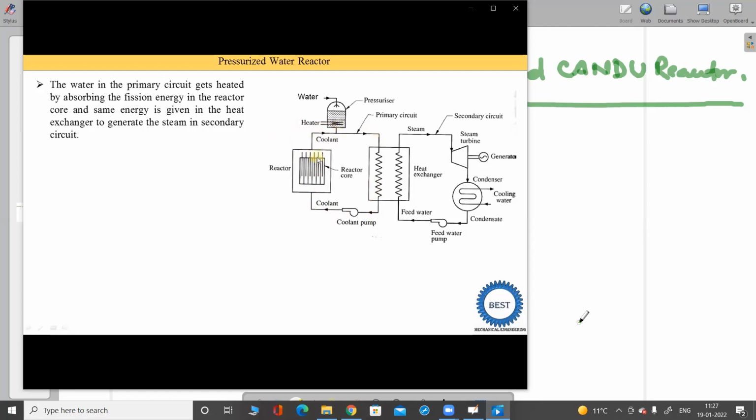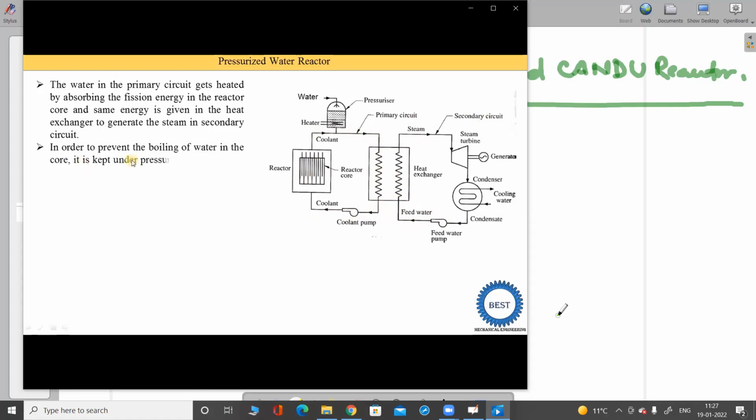Okay, then the water coming out from this reactor is supplied to these heat exchangers. In these heat exchangers, the water of the primary circuit supplies heat energy to the water of the secondary circuit. Here you see a heat exchanger, meaning heat is exchanged between two media. One medium is the water in the primary circuit, and the second medium is the feed water in the secondary circuit. So this feed water is converted into steam here. In the primary circuit the temperature of the water is reduced, then it is supplied to this coolant pump, and then again supplied to the reactor.